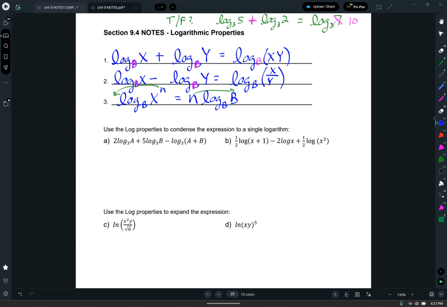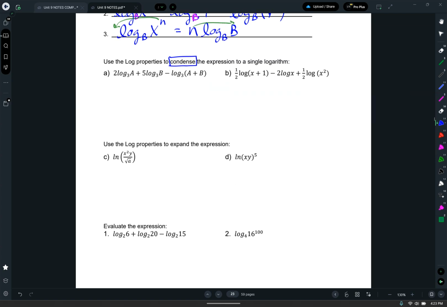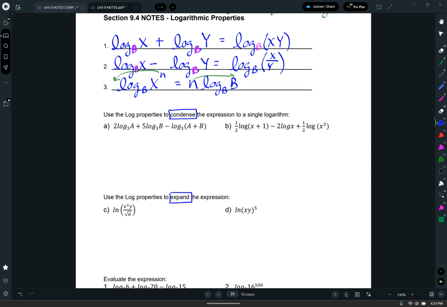So on the first case, notice the directions say to condense. So on letter A, you're given these three logarithms. We want to condense them down to a single logarithm, right? Make it smaller. But then notice when you get down here to letter C, it says we want to expand. So basically we're going forward and backwards. Letter C says, hey, this is only a single logarithm. I want you to stretch it out into multiple logarithms. Okay, so let's look at letter A.